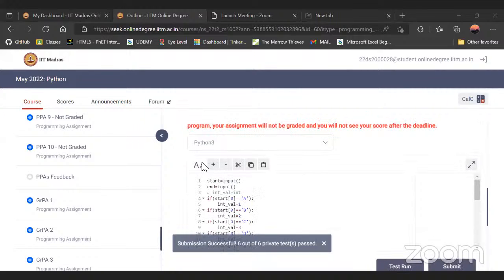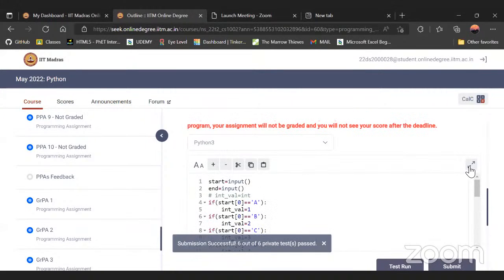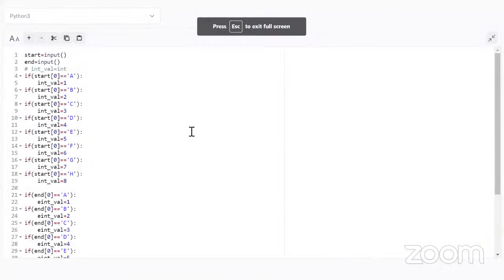You can share the code, Prabhavati. Sir, yes, I'm sharing. Sir, is it visible? Yeah.